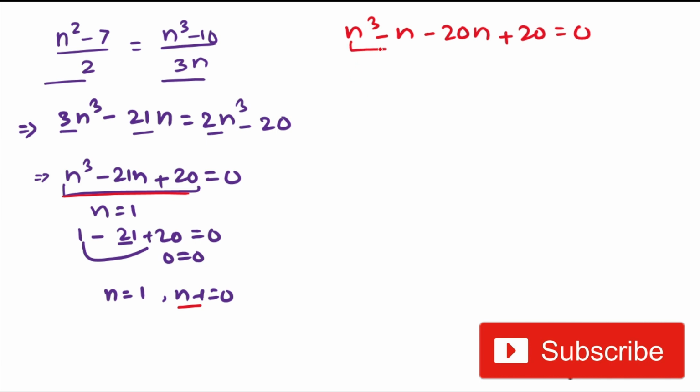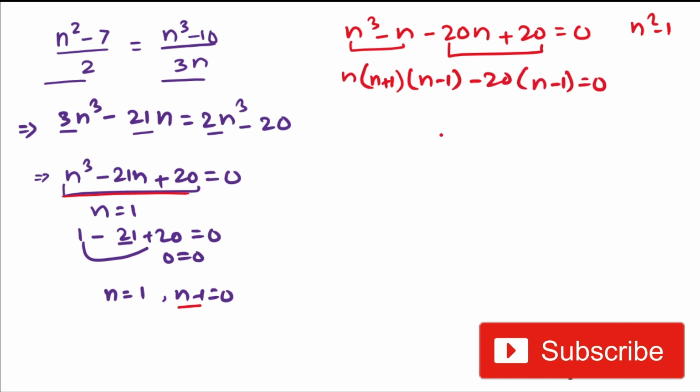Now we can take n common from the first terms, so it will be n square minus 1. So we can write n plus 1 multiplied by n minus 1. For the remaining term we'll take negative 20 common, so remaining here is n minus 1, that is equal to 0. Now from here we can take n minus 1 common, and the remaining is n square plus n minus 20, that is equal to 0.